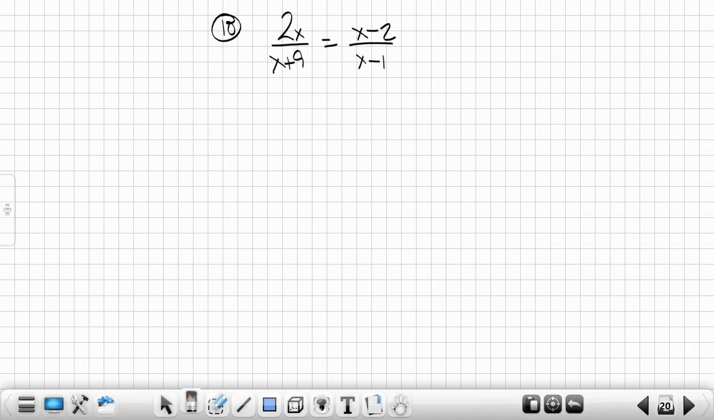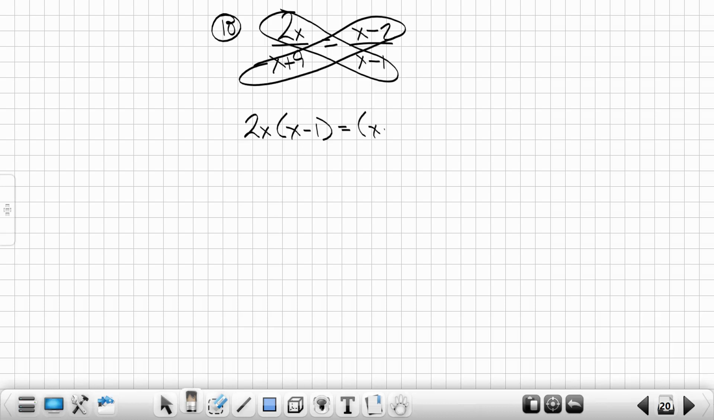Okay. This one's the first solve one. Normally it's get a common denominator and then denominators don't matter. By cross multiplying, if I have simply a fraction equals a fraction, that cross multiplying just really comes in handy. And I'm going to get 2x times x minus 1 equals x plus 9 times x minus 2.